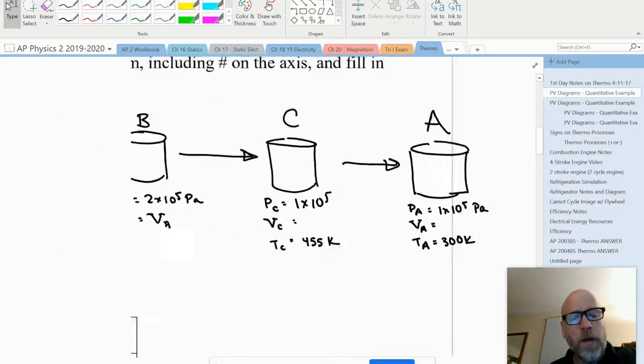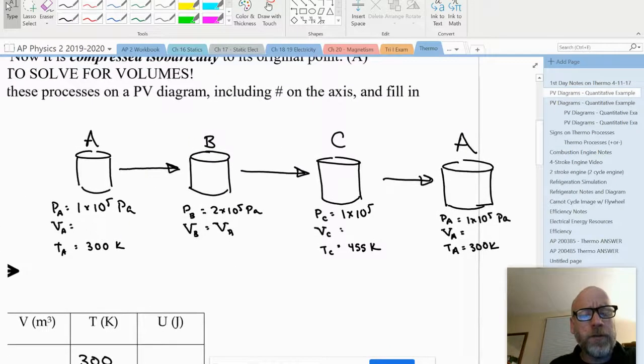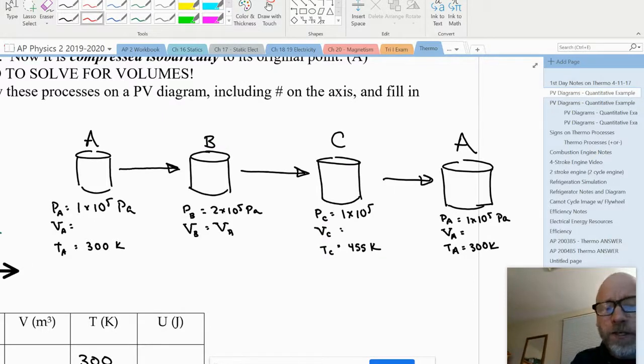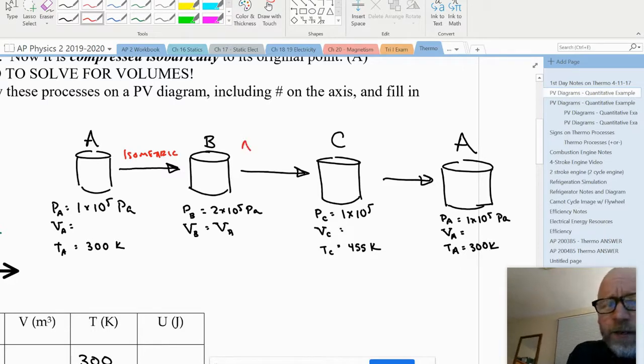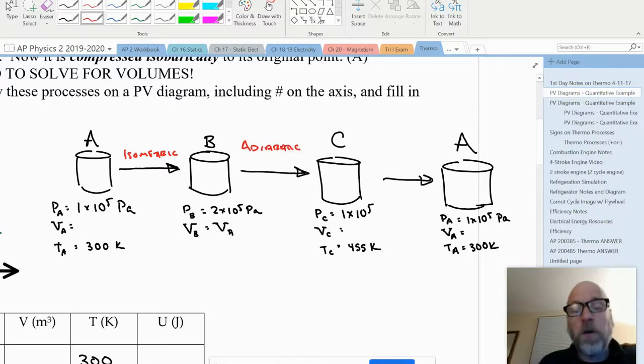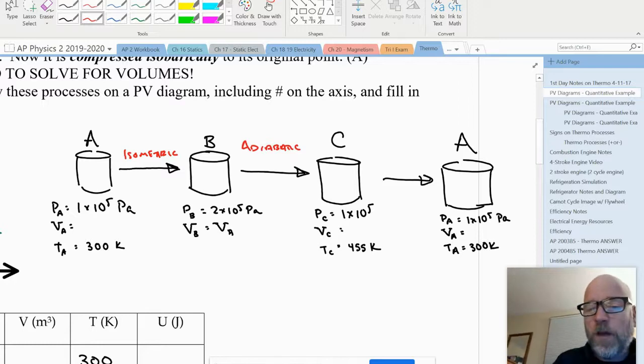Okay. So if I were to maybe add one other thing in here, I might use the words from A to B. It's isometric. From B to C, it says it was adiabatic. Adiabatic, a fancy word for really fast, so no heat flows. And then from C to A was isobaric.